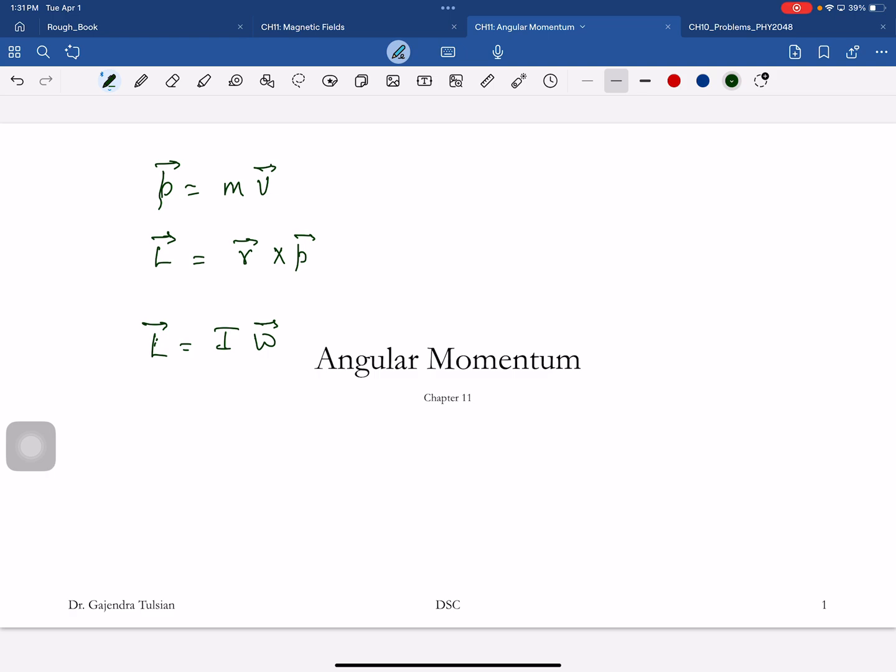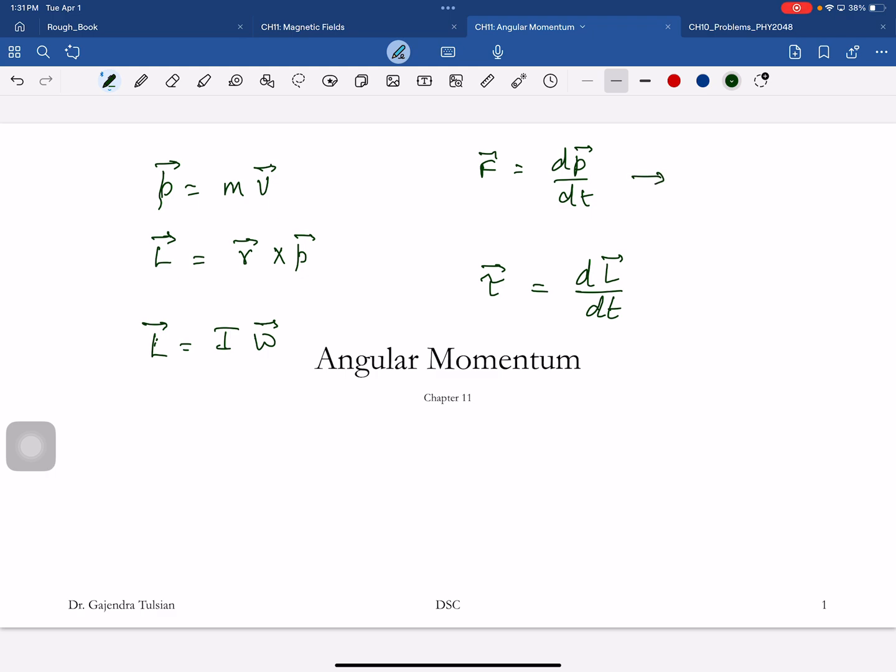Can anybody tell me what is Newton's second law? Very good. Force is dp/dt, time rate of change of momentum. Okay, similarly, torque that causes rotational motion will be time rate of change of angular momentum. So this is Newton's second law for rotational motion. So that is the goal. Okay, so you'll study all of this.